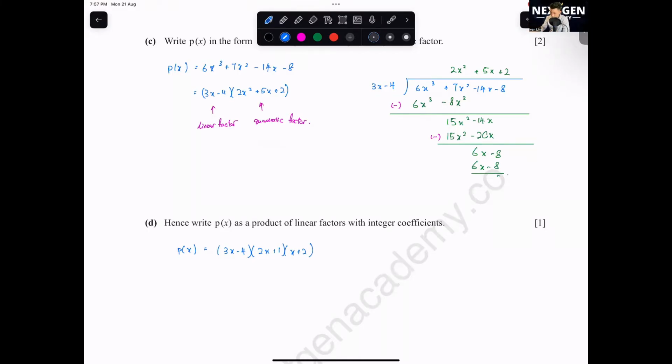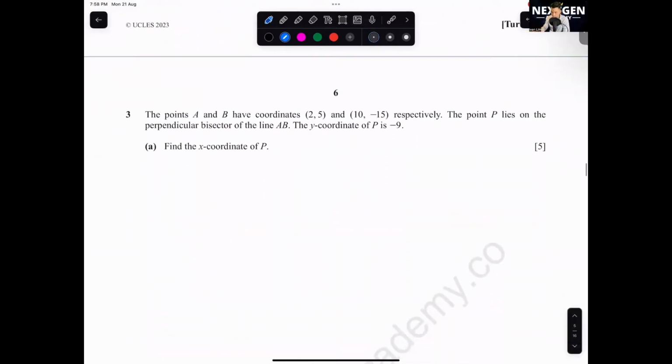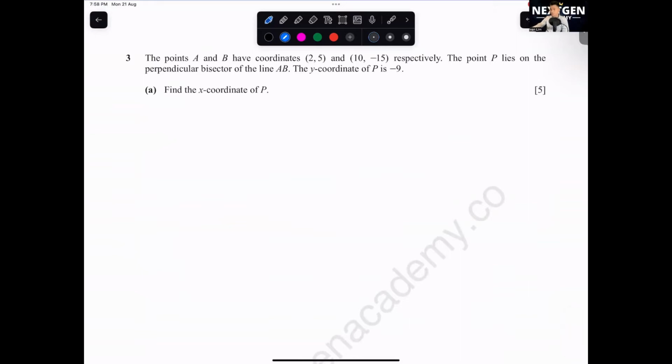Okay, so I like to do this type of question. The factor theorem, remainder theorem, I think it's still the easiest chapter. Okay, let's go on to the next one. I'll send you all this mark scheme later.